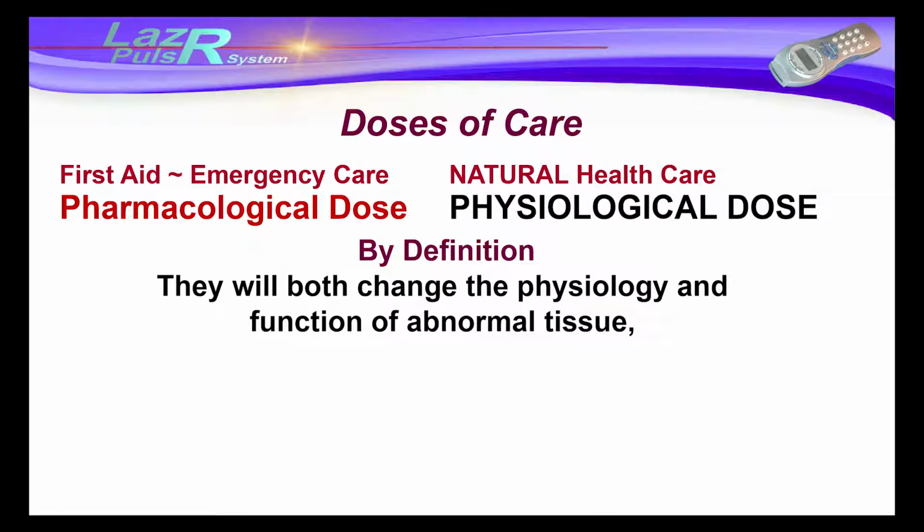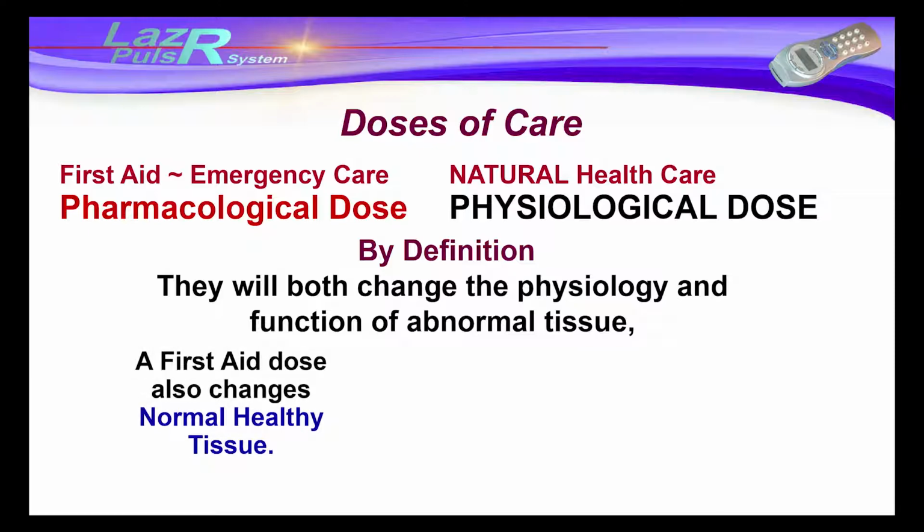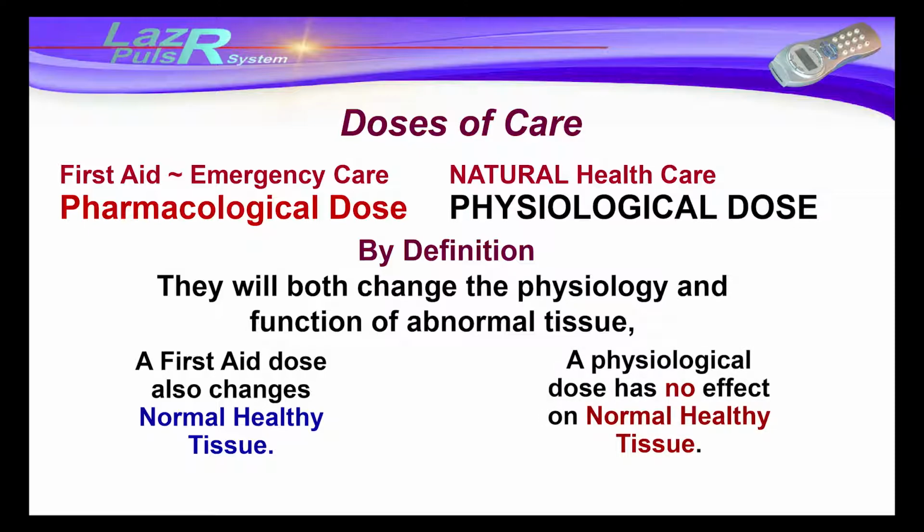Remember that the names of these doses of care are not important. You can call them anything you want, but the definitions, or should I say the differences between these two doses, are very important. Those differences are: first aid healthcare will have the same effect on normal tissue as it does on abnormal tissue, where natural healthcare only affects the abnormal tissue and has no effect on normal tissue. This means that all doses of first aid care, when given at a sufficient dose to change abnormal tissue, will also change normal tissue to the same degree. And changing normal tissue is another way of saying side effects or a toxic dose of care.